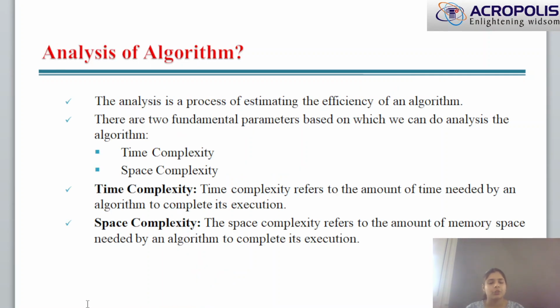Analysis of algorithm. The analysis is a process of estimating the efficiency of an algorithm. There are two fundamental parameters based on which we can do analysis of an algorithm. The first one is time complexity, the second one is space complexity. Time complexity refers to the amount of time needed by an algorithm to complete its execution. Space complexity refers to the amount of memory space needed by an algorithm to complete its execution.